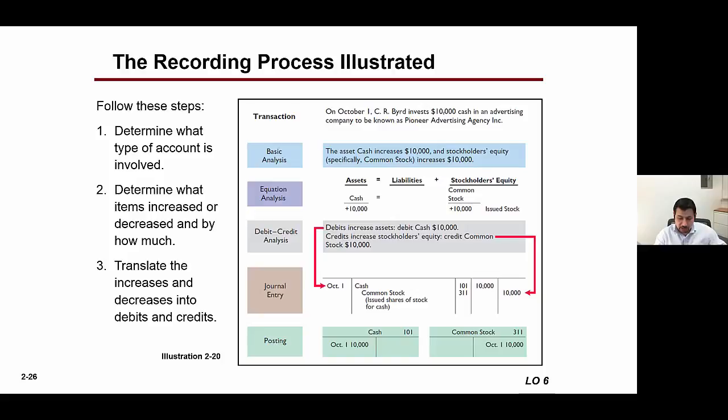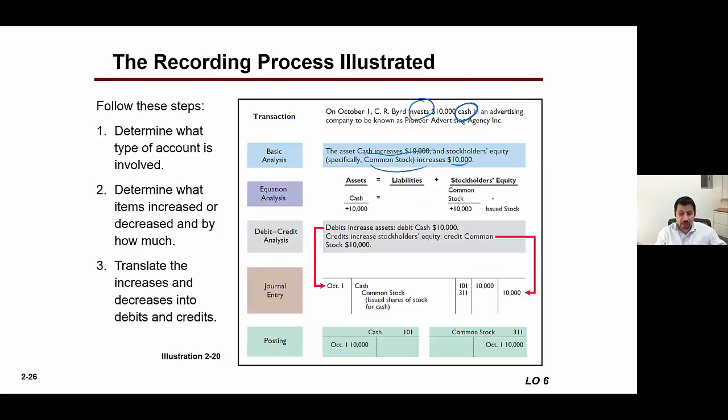So what accounts do we have here? We have cash and we have investment. When we talk about investing, we're talking about common stocks. So cash has increased by 10,000. Stockholders' equity, here it's common stock. Common stock has also increased by 10,000.